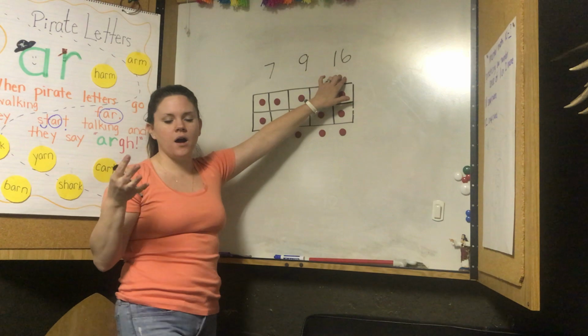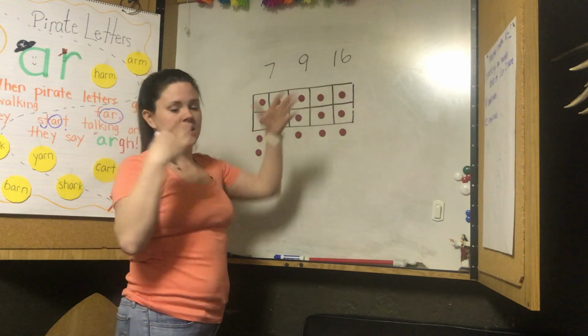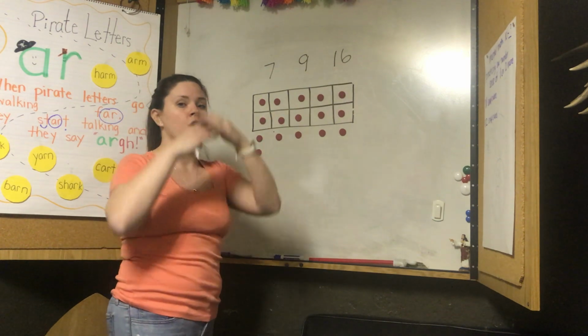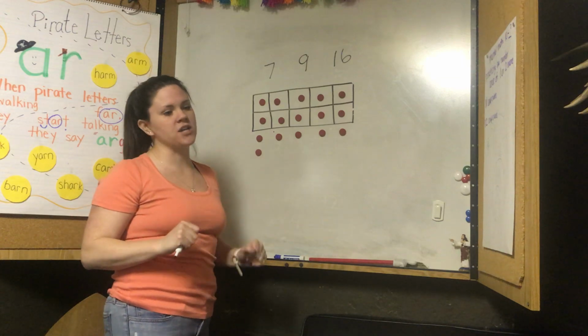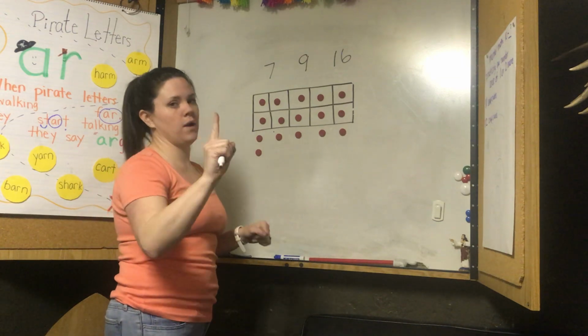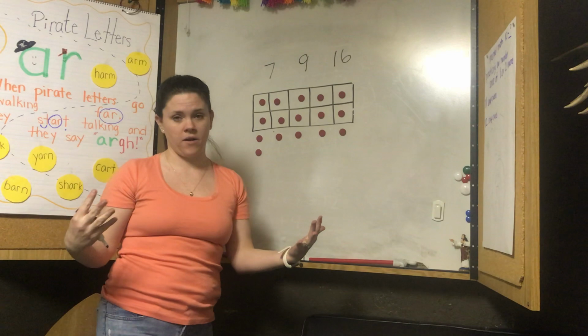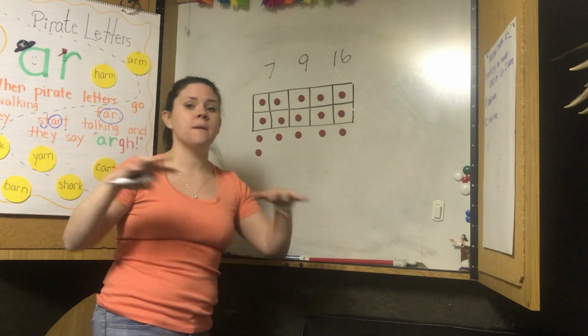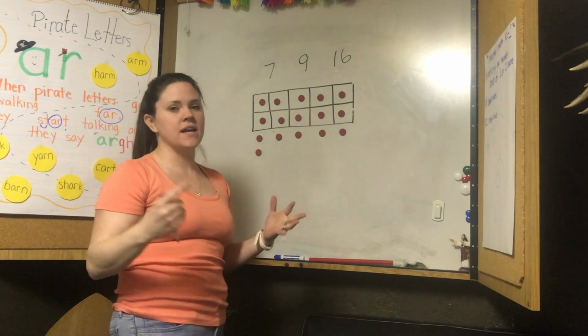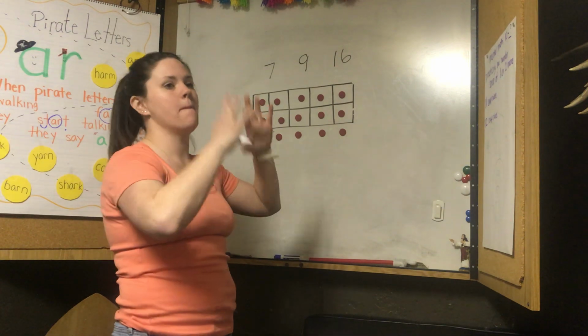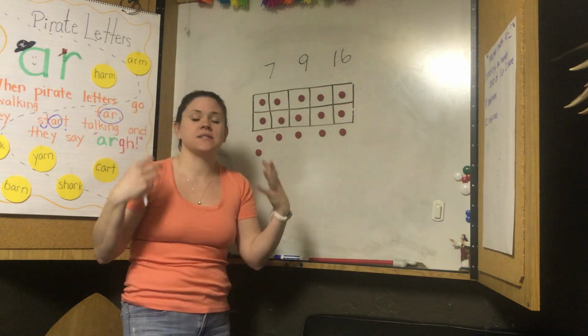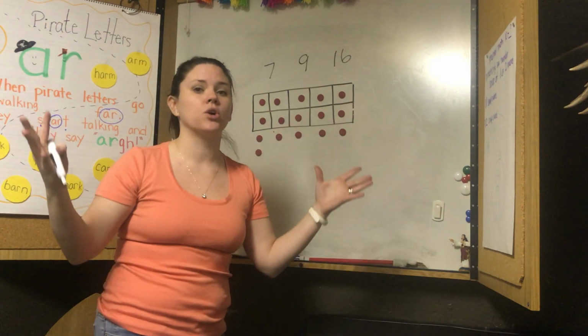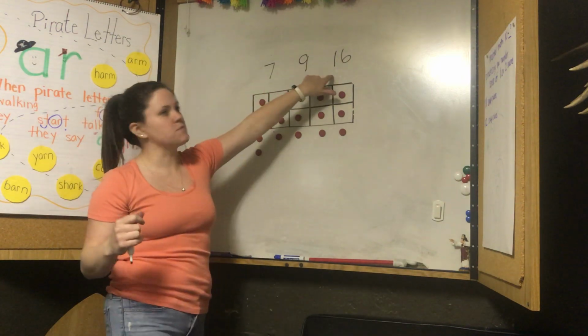Well, we know with addition, we have part plus part equals whole, right? And we know in subtraction, we have whole, take away one part, leaves us with the other part. Now, the whole is always the biggest number, right? Because it's what we start with in subtraction. In addition, it's always the last number because it's the biggest. It's what's created, right? So which number here is my biggest?